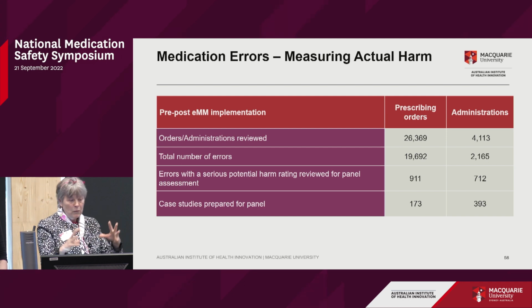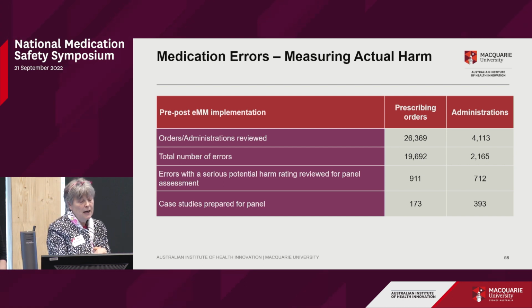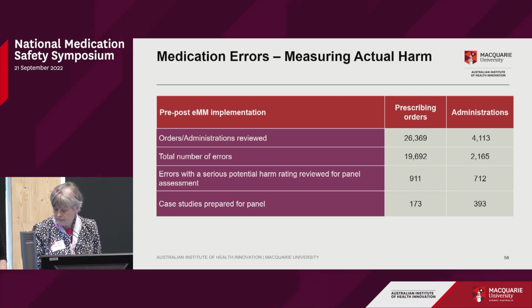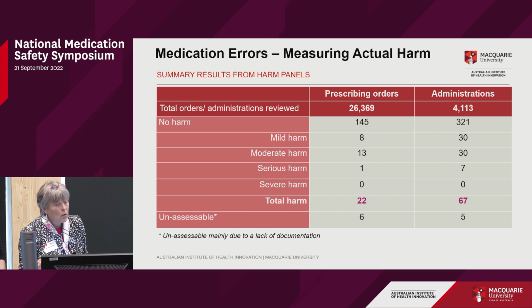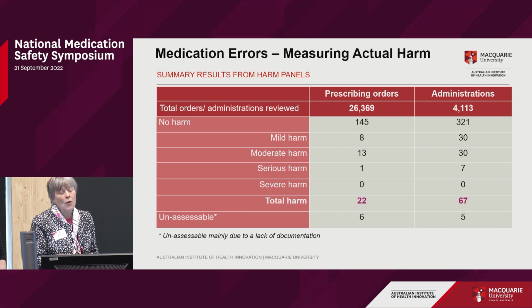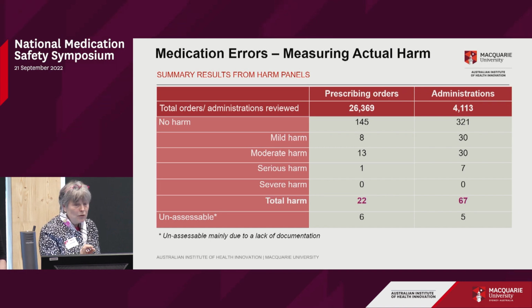And so we whittled it down to the 173 case studies for the prescribing orders. For the administrations, just over 4,000. And we ended up with 393 case studies for panels. What was interesting is, of these prescribing orders, you start off with over 26,000 orders. The actual numbers where there was actual harm in these panels was vanishingly small.